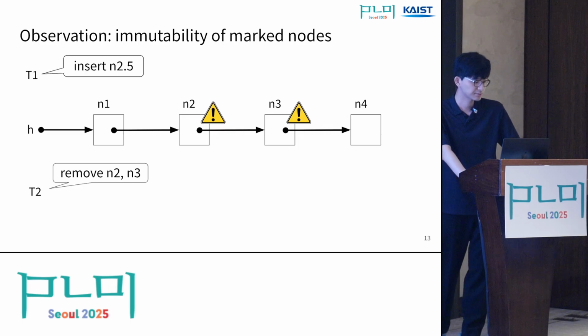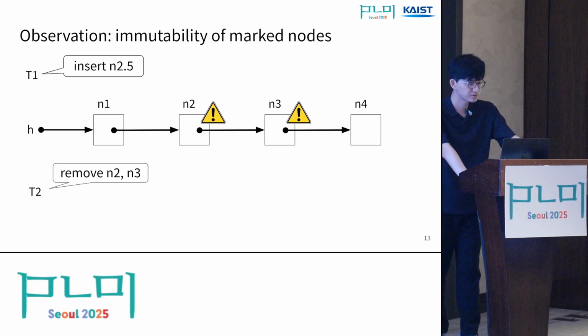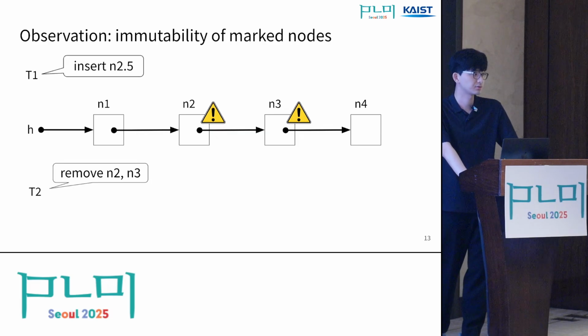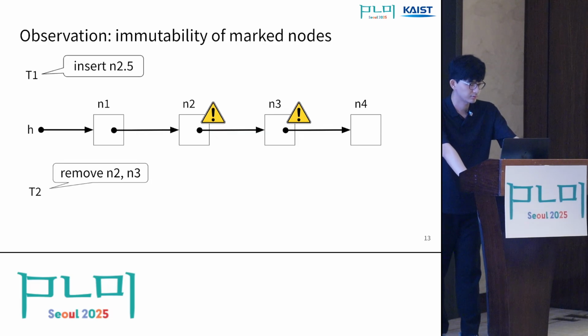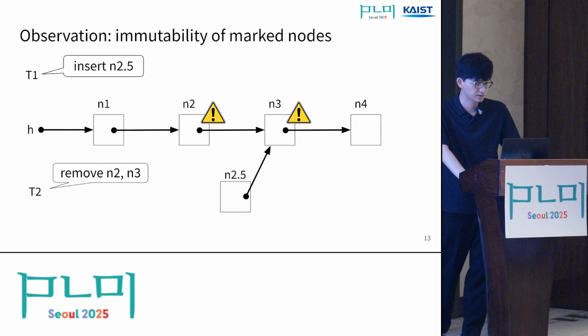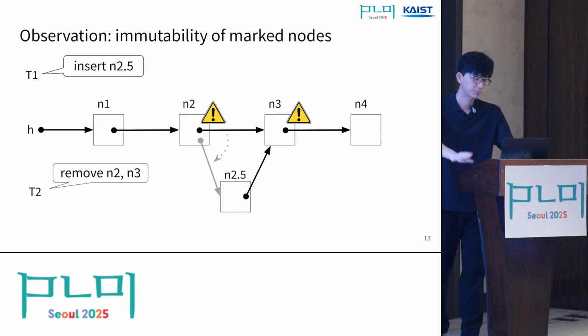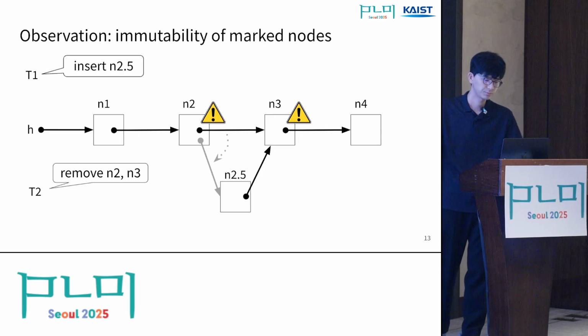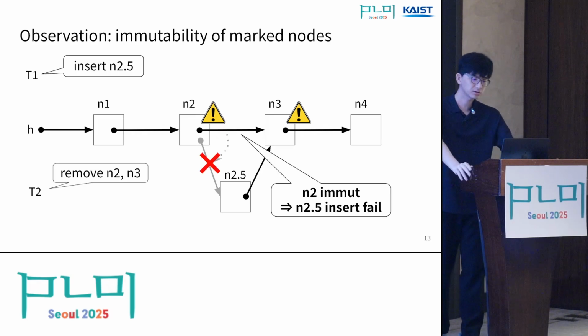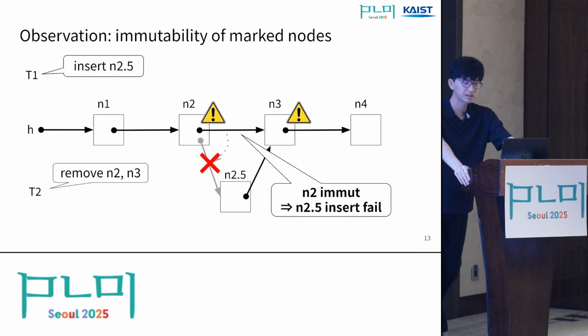But before detachment, another thread, T1, tries to add node 2.5 before nodes 2 and 3. To do so, T1 will first create a new node and try to update the link that points from node 2 to node 3 to point to node 2.5. But as marked nodes are immutable, the link cannot be updated and the insertion will fail.